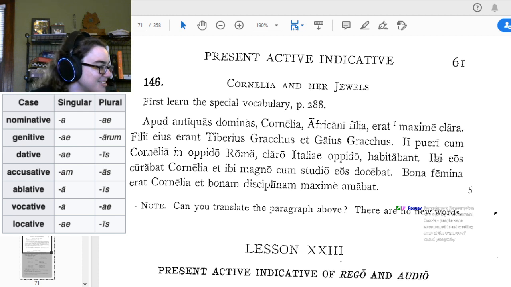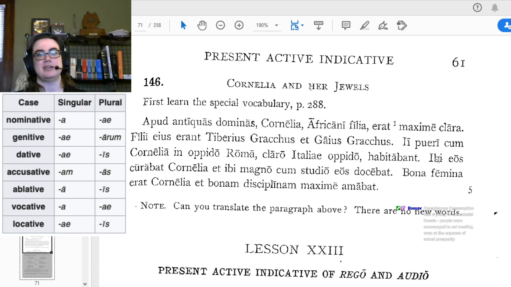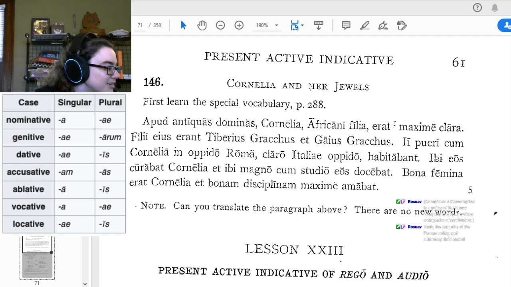Conspicuous consumption was a policy of communist Russia. People were encouraged to act wealthy even at the expense of actual prosperity. Fascinating. So that's like the opposite of what Romans want you to do. The Romans want you to be wealthy, but not show any of it. Just use it on the state. Just pay for your clients to do things. Fascinating. That's hilarious.